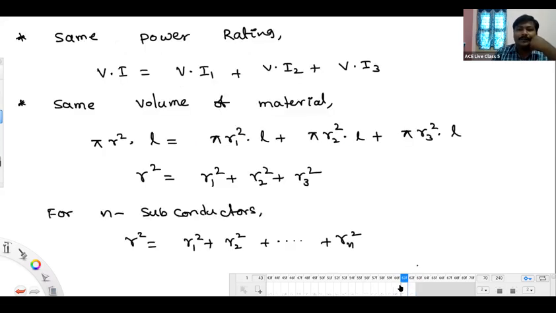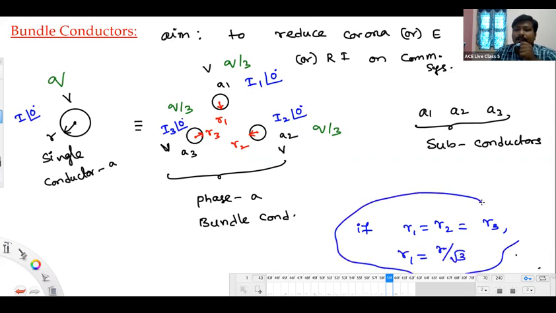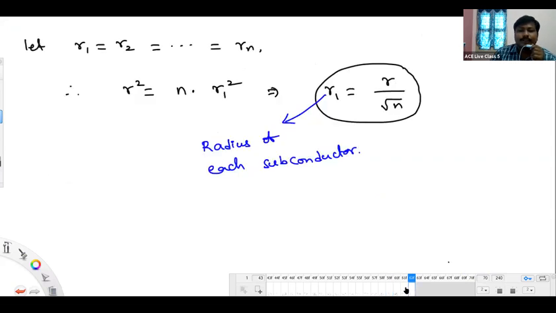So for example, if you have three subconductors like this, and all three are of equal size, what will be that value? That will be R by root 3, right? If R1 equals R2 equals R3, then this R1 value will come to be R by root 3. So I think all of you are getting this? I think you are clear about this one.